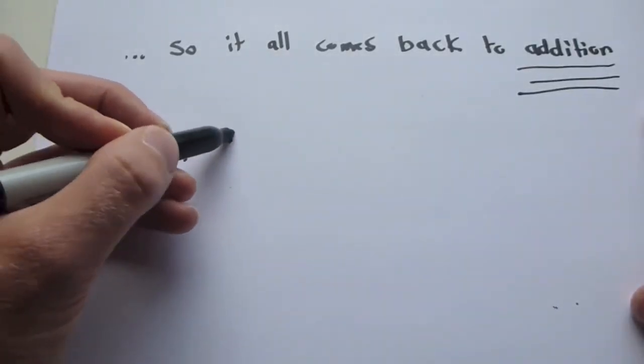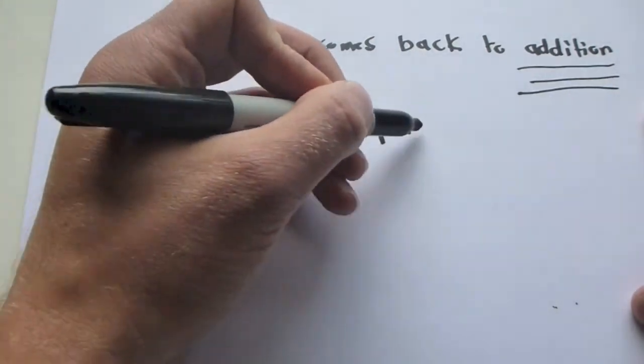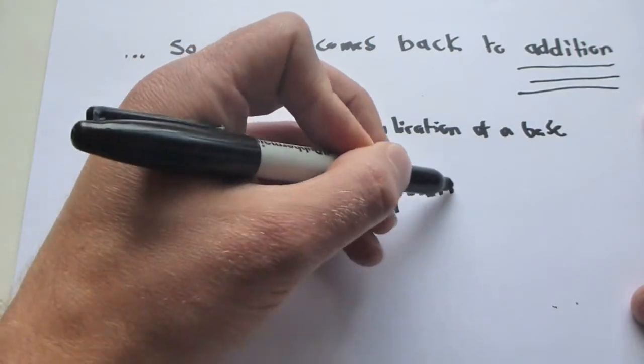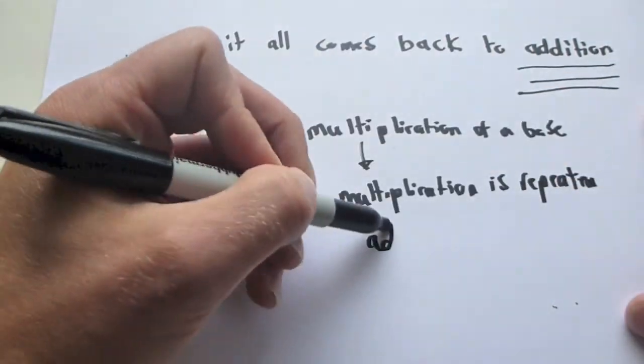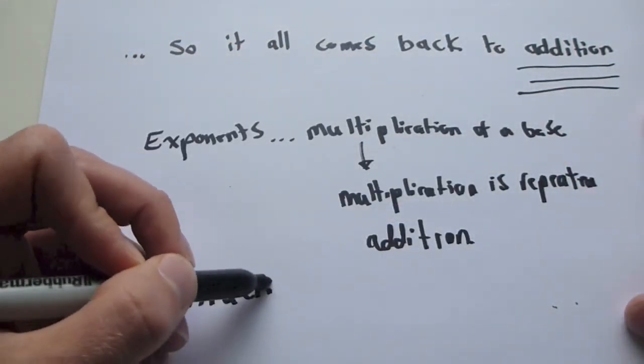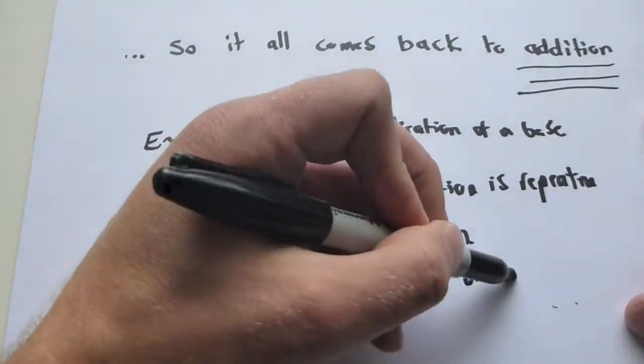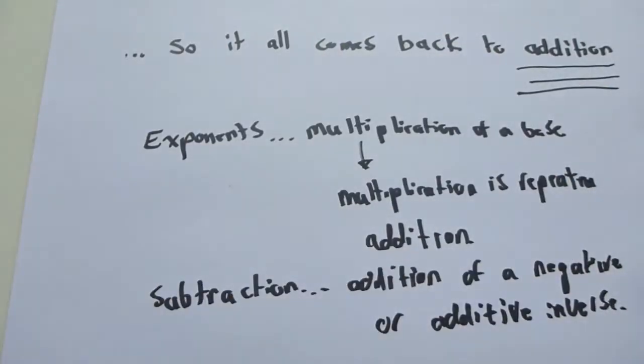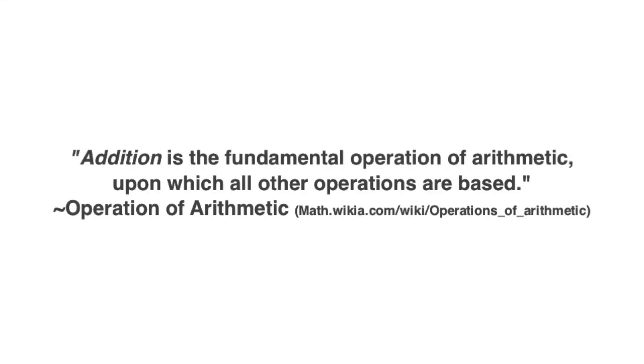Exponents are multiplication of a base to the exponent that many times, where multiplication is really repeated addition, as we saw. And also, subtraction is the addition of a negative number, or an additive inverse. In closing, addition is the fundamental operation of arithmetic upon which all other operations are based.